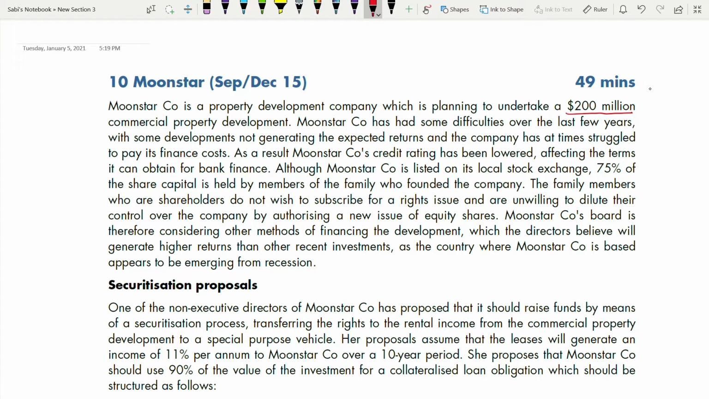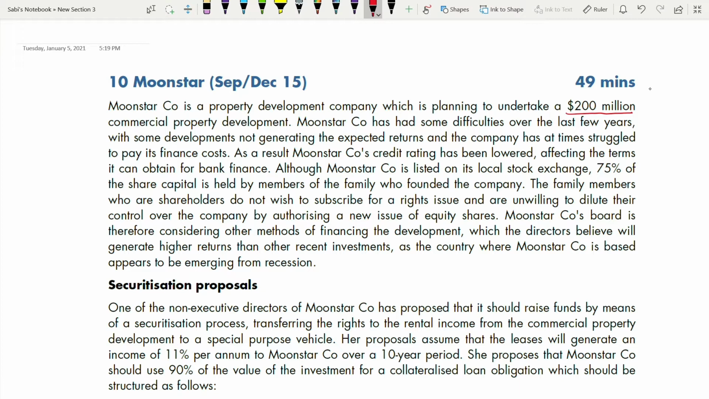Although Moonstar is listed on its local stock exchange, 75% of the share capital is held by members of the family who founded the company. The family members who are shareholders do not wish to subscribe for a right issue. Just see how they are saying. They're talking about different types of finance. First, they told that because the credit rating is lowered, they're struggling to pay its finance cost. That means debt is not an option, long-term loans and all.